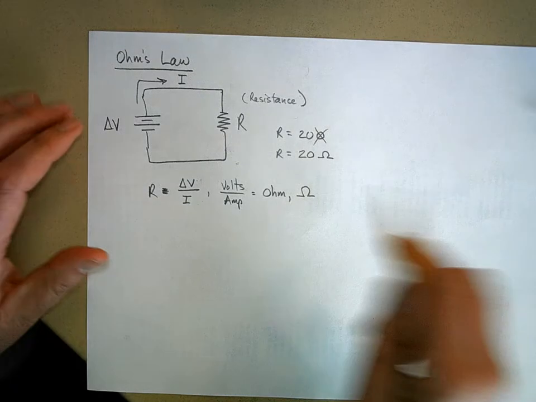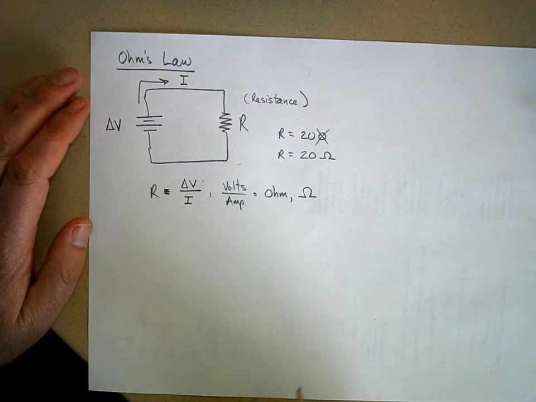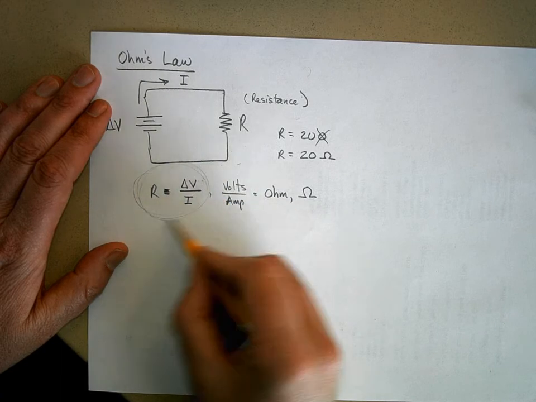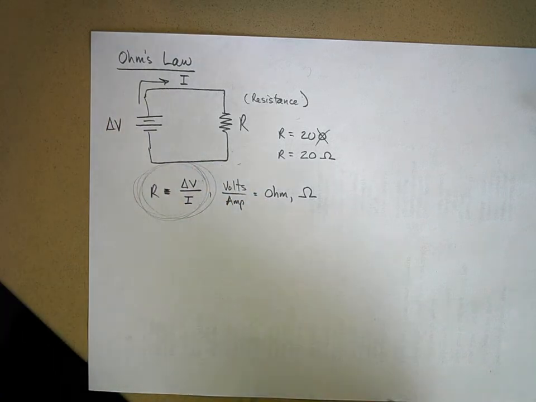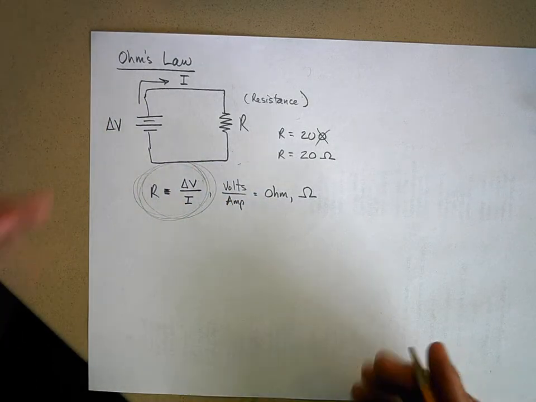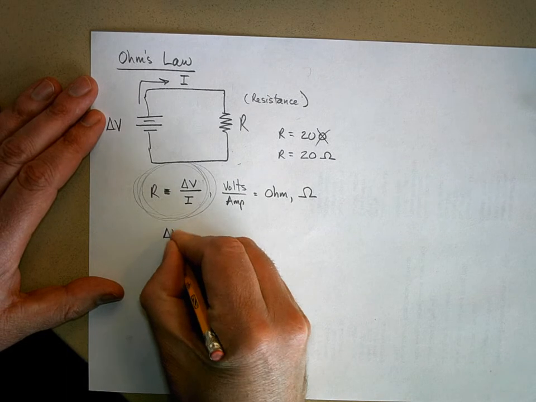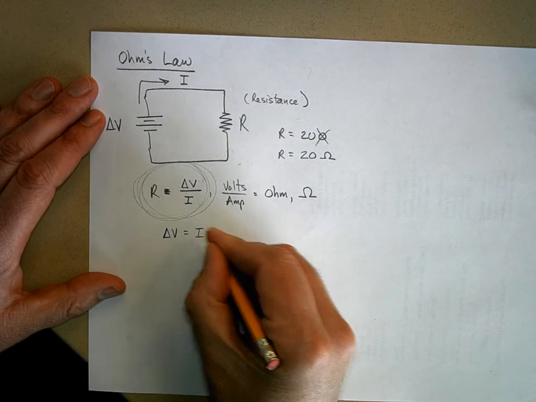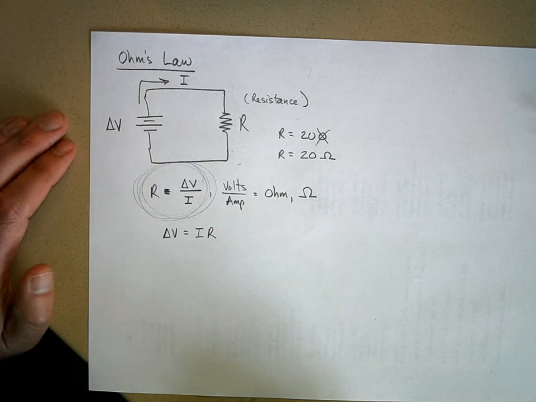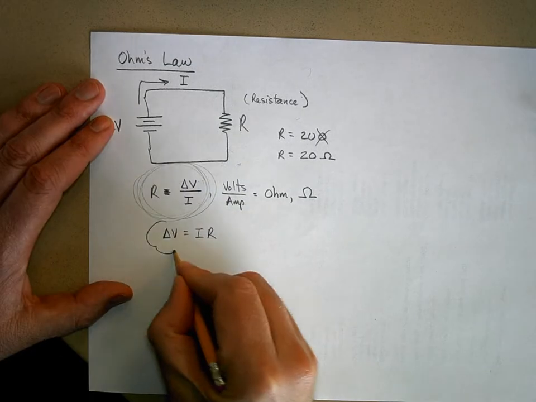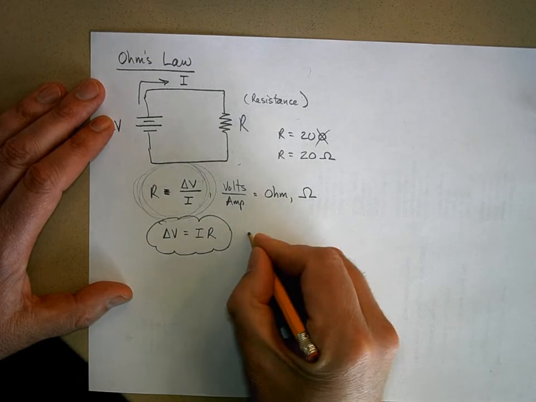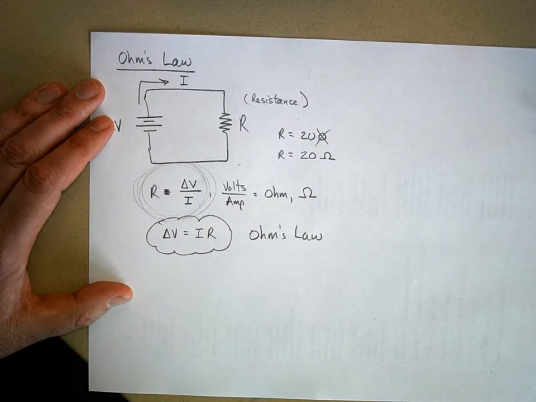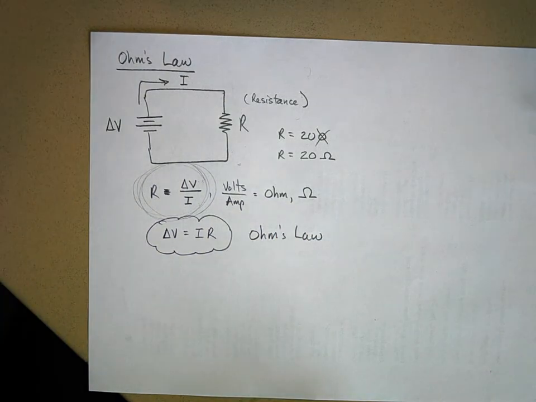So the resistance is a constant. So we're just going to treat resistance like a constant. And really, this is my main equation. This is where we get it from. But we rearrange this equation and say delta V is equal, because we don't like fractions, to I times R. And this right here is called Ohm's law. That's what that equation is called.